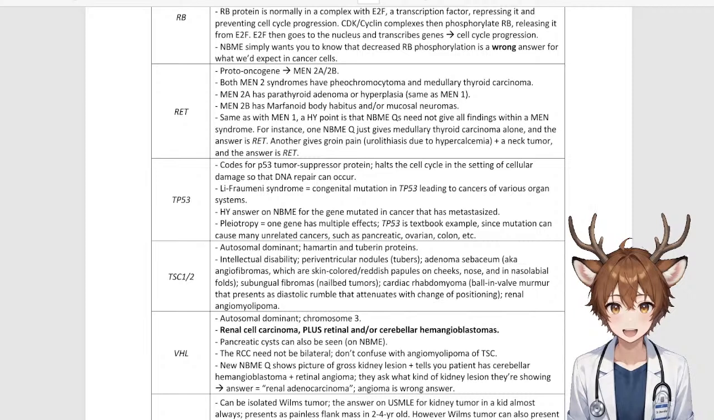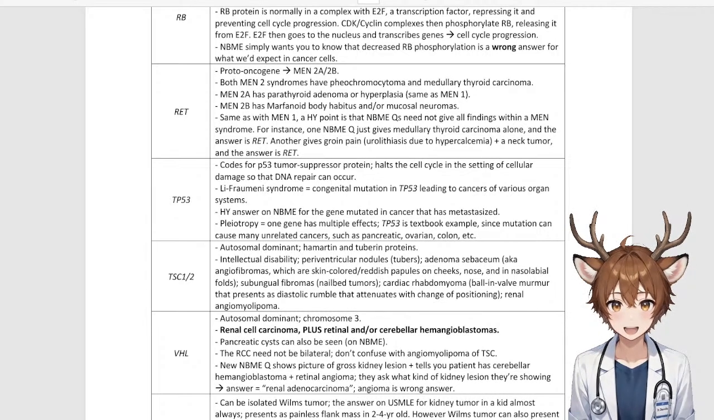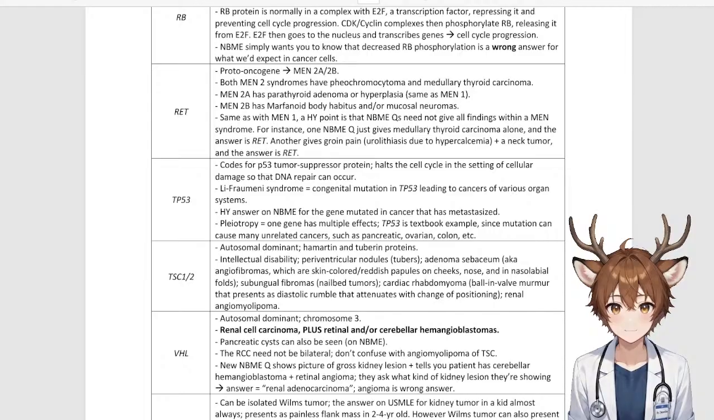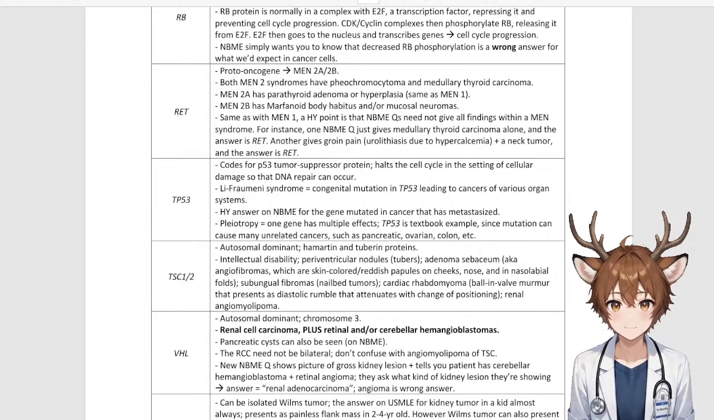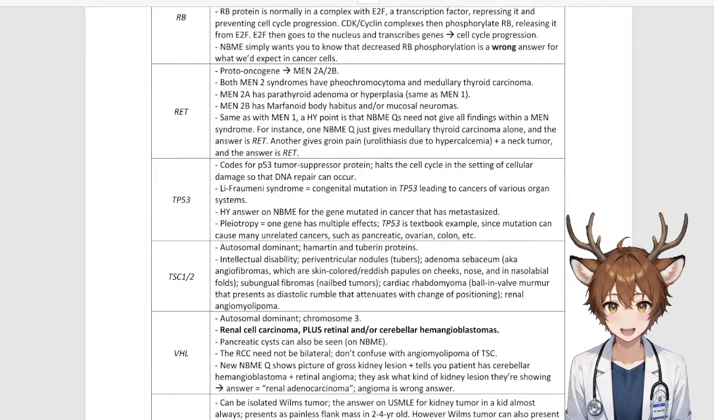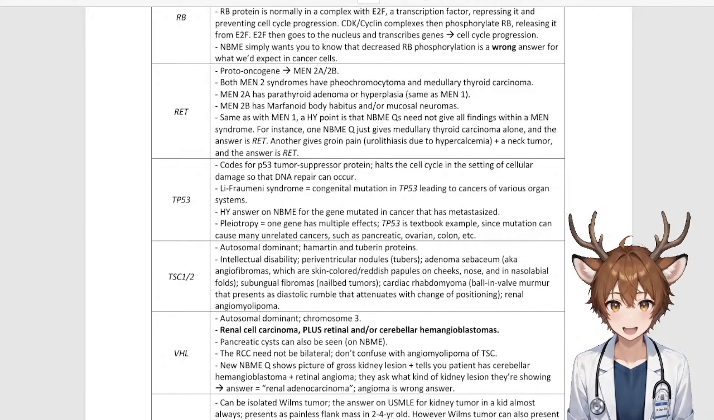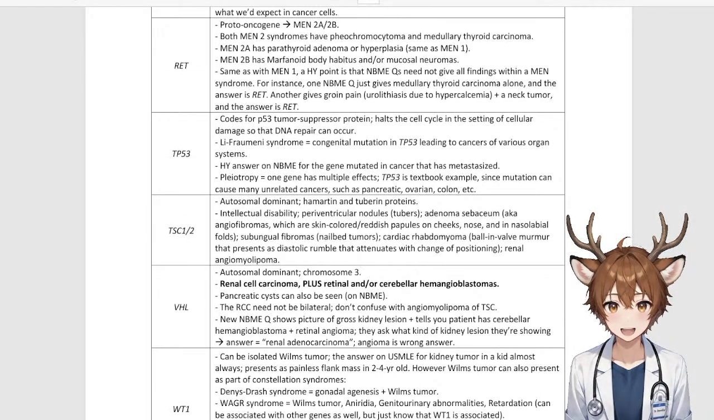So they call it MEN1, MEN2A, MEN2B. I'm trying to figure out what's the actual abbreviation for, because it's the RET gene. So MEN2A. It's called that because of multiple endocrine neoplasia. This is why it's called MEN.